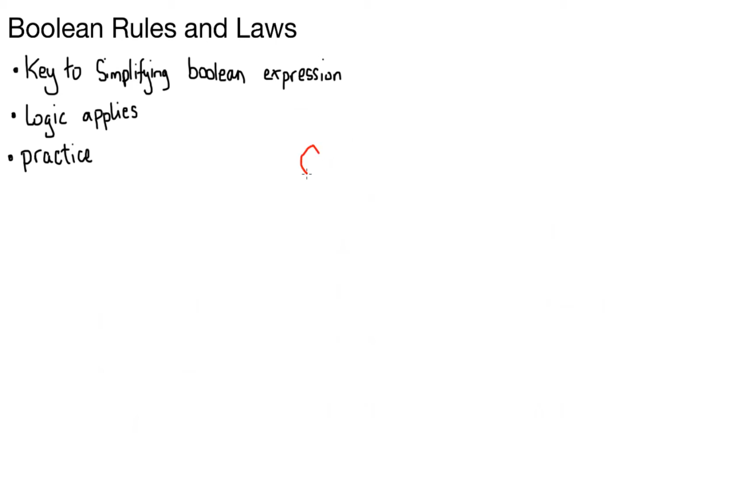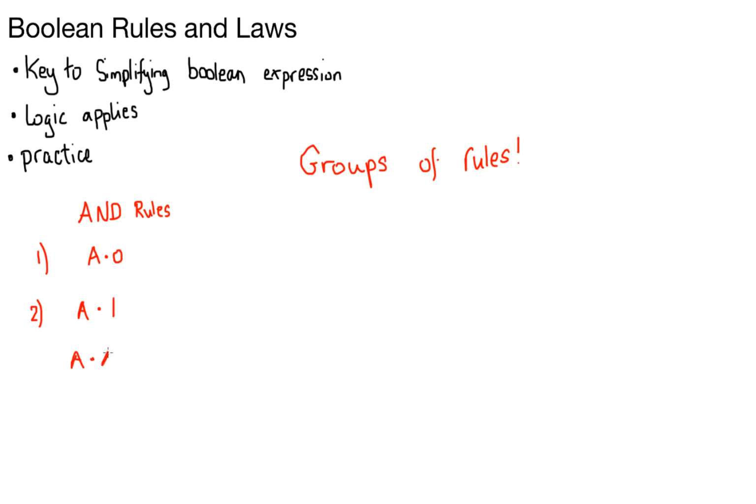So how do I remember all of these rules off by heart? Because that's what we're going to start with. We're going to start with the rules. I separate all my rules into groups. My first group being the AND rules. The first AND rule we're going to look at is A and 0. The next one is A and 1. Number 3 is A and A. And number 4 is A and not A.